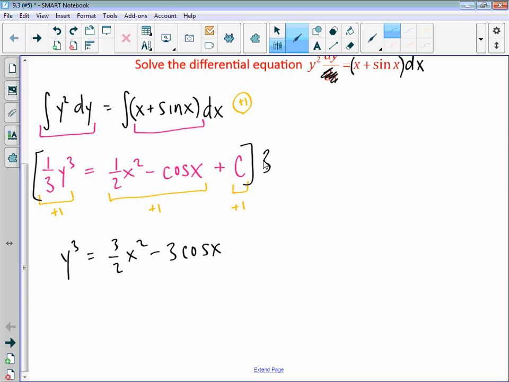And then instead of plus 3c, typically your book will just change that to a different constant. Or maybe they'd put this as plus d and then put this as a plus c. So if you see a plus c and you have plus 3c, just realize they're both constants, so you're not wrong. And then to get rid of the cubed, you do what? Cube root, so you just have y equals the cube root of that whole thing. So is there anything in there that we feel like we can't do?